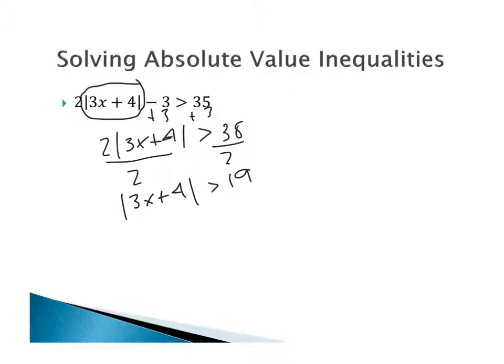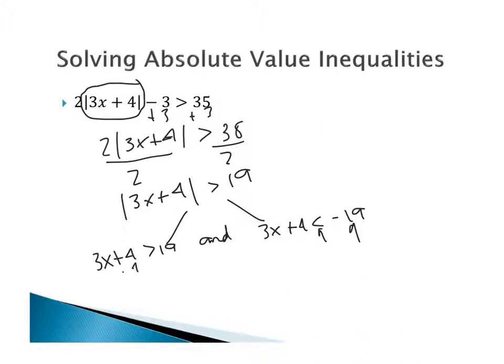Now once you have your absolute value by itself, this is where you're going to split it into 2 equations. You're going to say that 3x plus 4 is greater than 19 and 3x plus 4 is less than -19. Again, remember that you switch the sign, switch to negative or positive, whichever way it comes out, and then you switch the direction of your inequality. All right, so then let's just solve these.